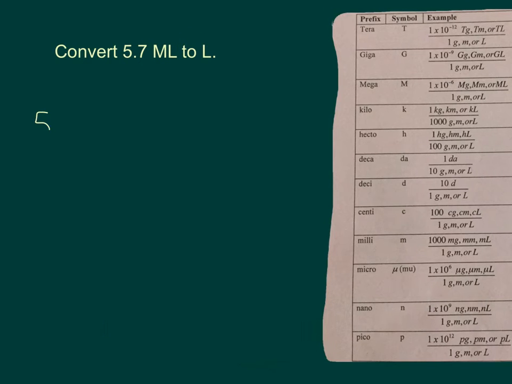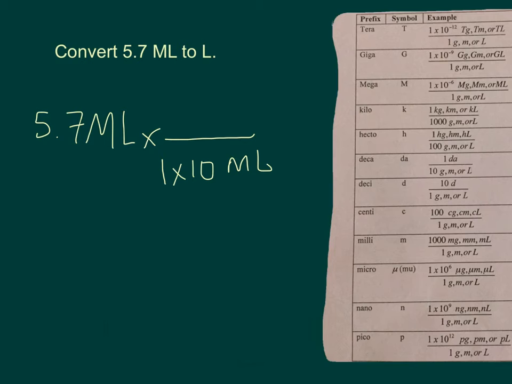And I'm going to write down 5.7 mega. Those must be really big liters. Times, I've got to get rid of my megaliter, so that's going to go on the bottom. Let me look there. Oh, here it's on the top, but that's okay, I can write it on the bottom. I'm going to do 1 times 10 to the -6. And on the top is just 1 liter. I see the 1, and the unit is liter, so it's that.